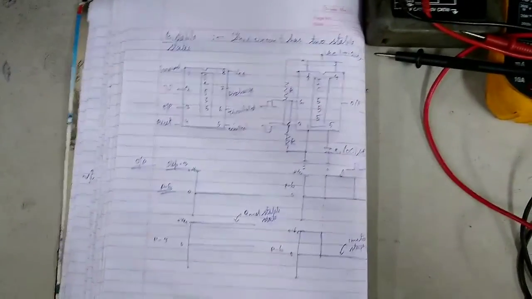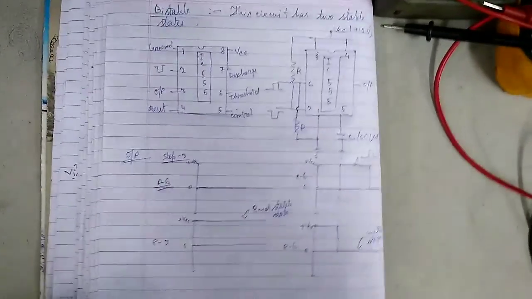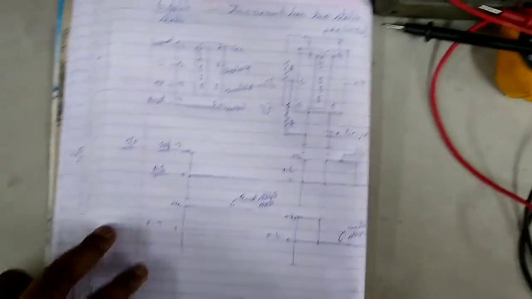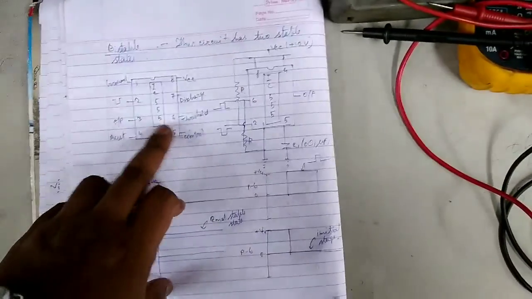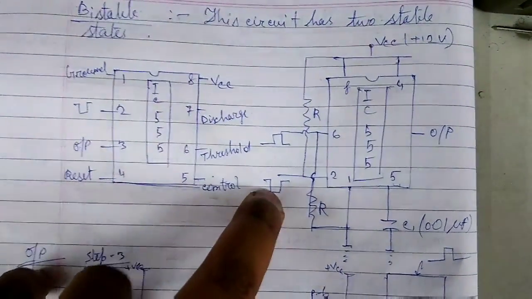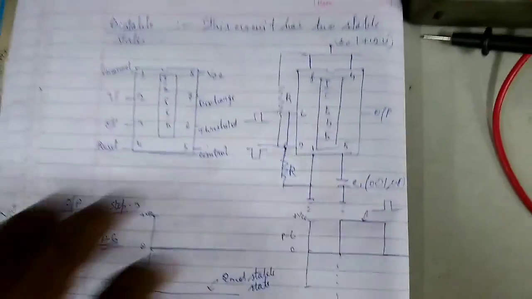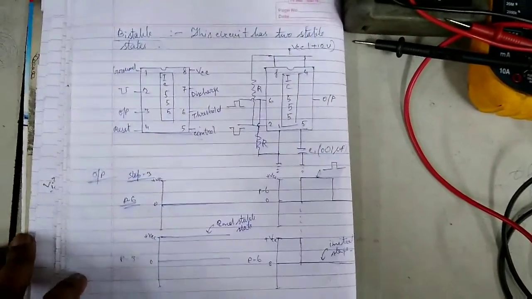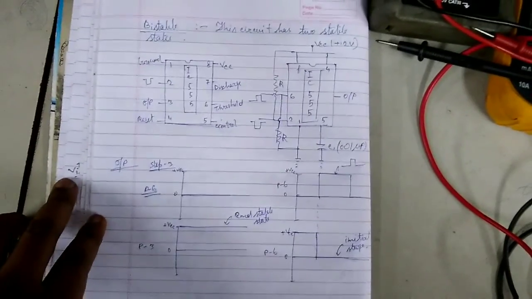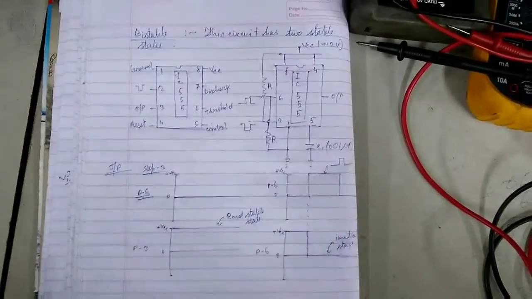And in bistable multivibrator, we have two stable states. One is lower stable state and one is upper stable state, that is in 0 position and in VCC position. And to get two different stable states, we need to apply two different triggers here. See, in pin number 2 we need to apply negative triggering, and in pin number 6 we need to apply positive triggering. This is the circuit of bistable multivibrator, and no calculations done here. For bistable multivibrator circuit we have no calculations, only observations.